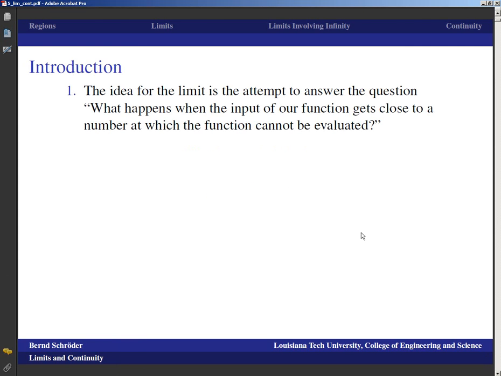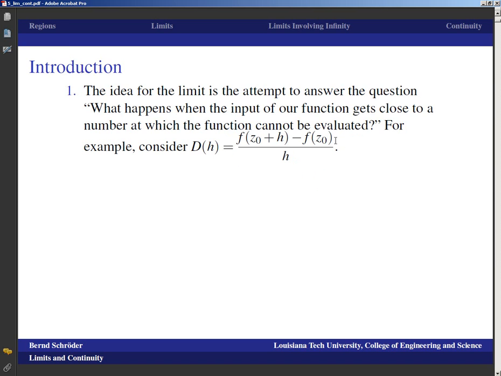The idea for the limit doesn't change at all. The idea for the limit is always to attempt to answer the question: what happens when the input of a function gets close to a number at which the function cannot be evaluated? Sometimes we'll also take limits at points where the function can be evaluated, but the motivation basically comes from functions of a variable h, say d of h, that are defined as this difference quotient, f of z0 plus h minus f of z0 divided by h, which, if you go back all the way to calculus 1, is the definition of the derivative.